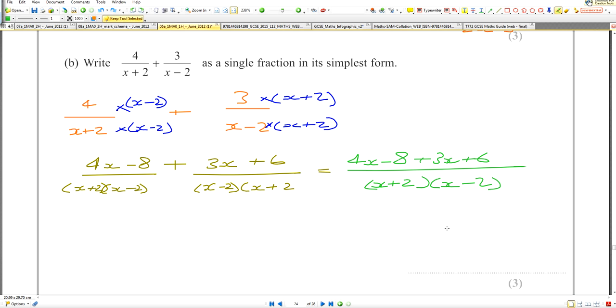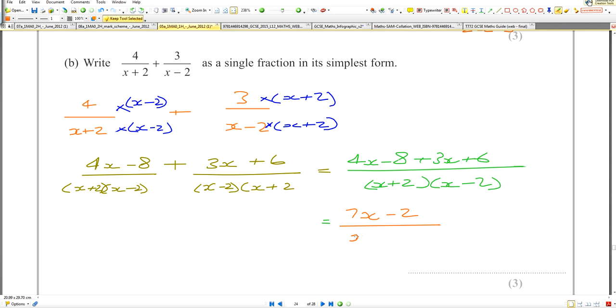So what do we get on the top when you simplify the top? 4x minus 8 plus 3x plus 6. What do we get? 7x minus 2. 7x minus 2. And what do we have on the bottom? The same as before: x plus 2, x minus 2. Can that be written any more simply? Yes. Go on then.